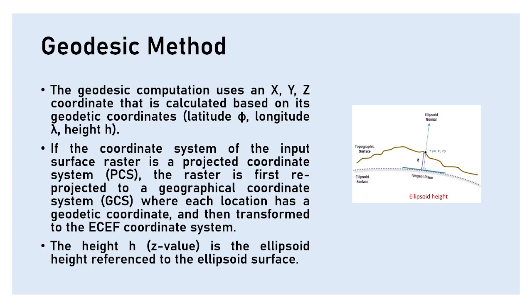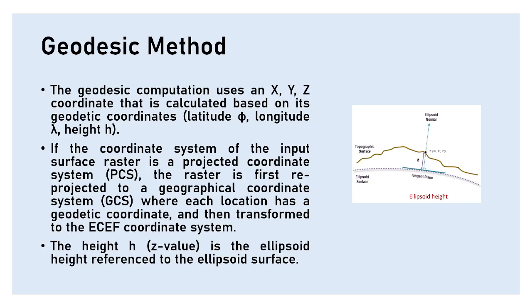So the geodesic computation uses an XYZ coordinate that is calculated based on its geodetic coordinates, that is latitude, longitude and height. Based on that we will get X, Y and Z. If the coordinate system of the input surface raster is a projected coordinate system, like we had discussed before, the raster is first reprojected to a geographical coordinate system. So geographical coordinate system means in terms of latitude, longitude, where each location has a geodetic coordinate. Then only it is transformed into an ECEF coordinate system.